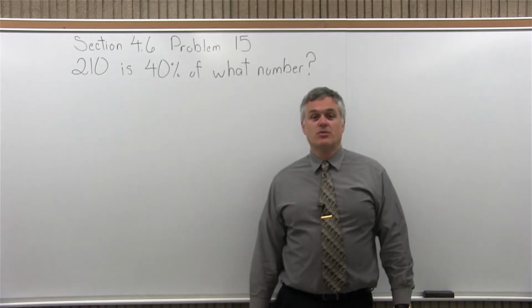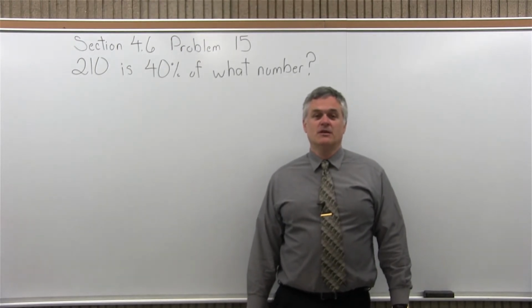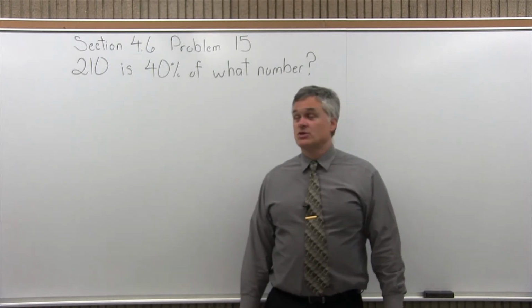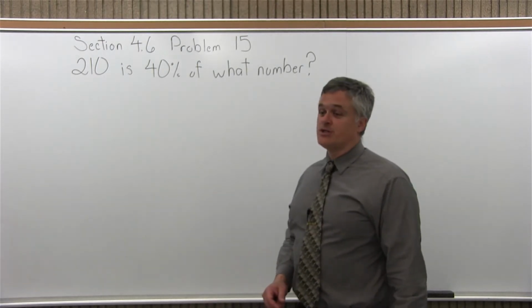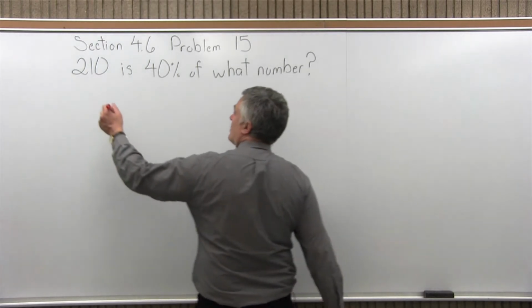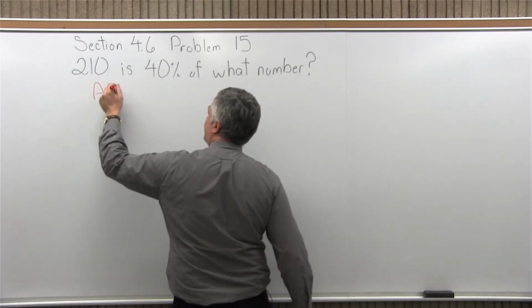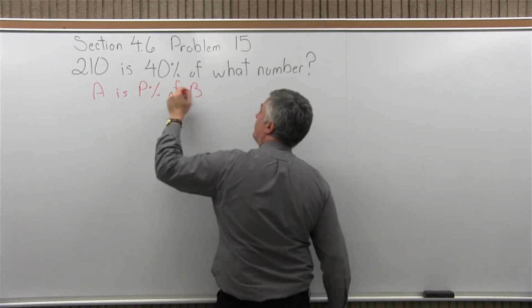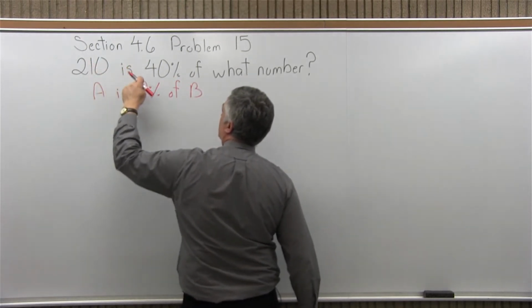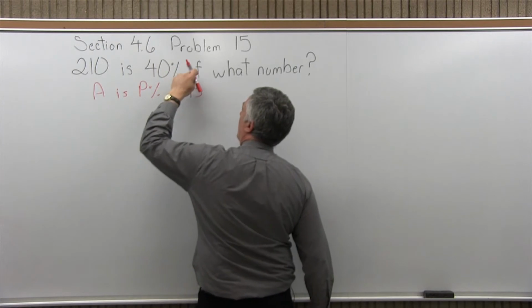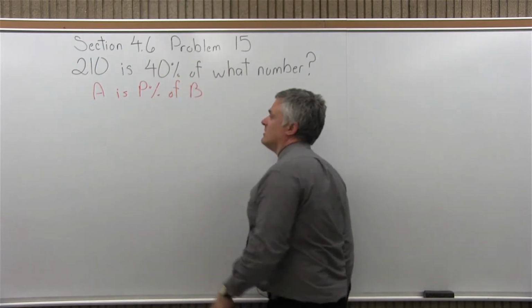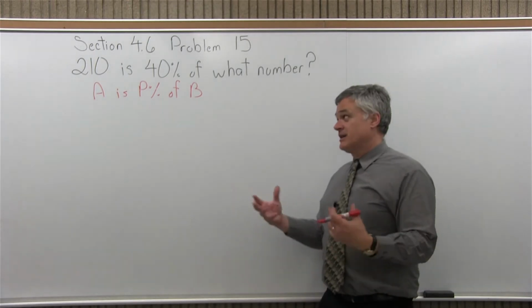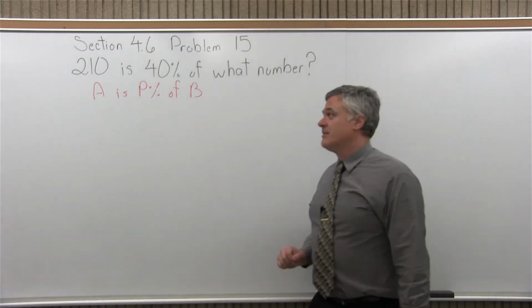This is Section 4.6, Problem 15. It says 210 is 40% of what number? So to solve this, we want to set it up as a proportion. And to do that, we want to make sure the question is in the form A is P percent of B. There it is. A is P percent of B. B is the unknown. So I don't have to rearrange the sentence. If I had to, I just have to rearrange it so it fits that format.